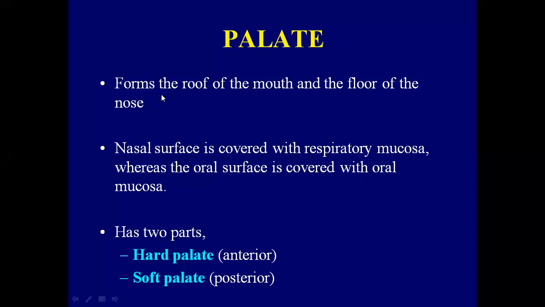If you just observe the palate, the palate forms the roof of the mouth and the floor of the nose. The nasal surface is covered with respiratory mucosa, whereas the oral surface is covered with oral mucosa. Basically, the palate is subdivided into two parts: we have the hard palate and the soft palate.